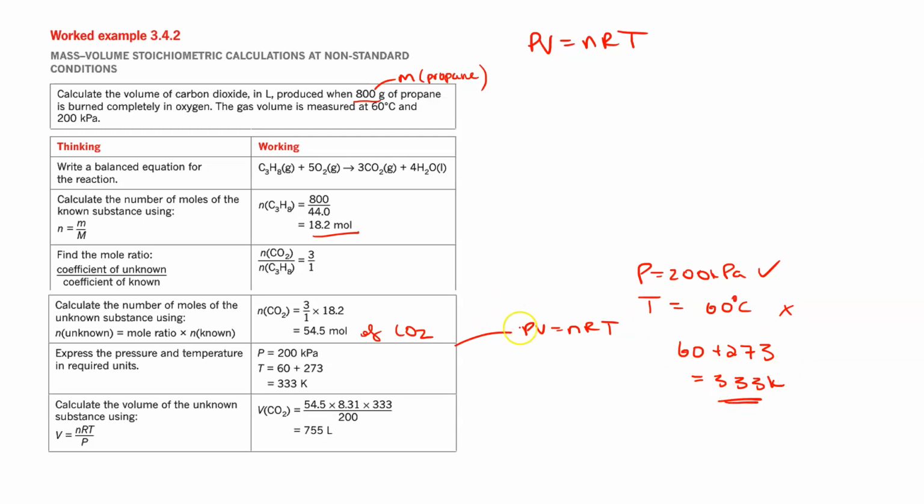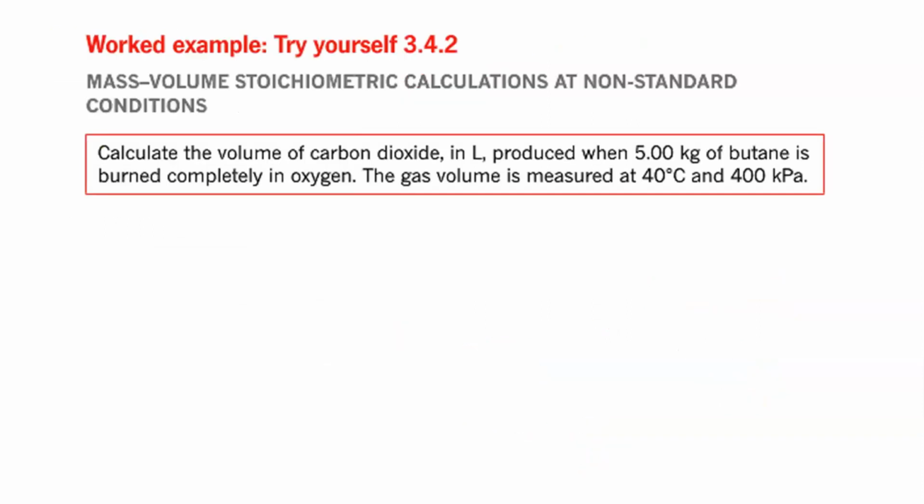Now we can just substitute in after rearranging our equation to get V is equal to nRT on P, because we're going to divide both sides by P. When we substitute those in, we get 54.5 for n, 8.31 for our ideal gas constant, 333 being our temperature in Kelvin, divided by the pressure, which gives us a total of 755 litres. With these questions, it's always a matter of just substituting in the values from the question, making sure before you do that each one is in the correct units. Okay, your turn. Make sure you check all those units and then come back and check your answer.